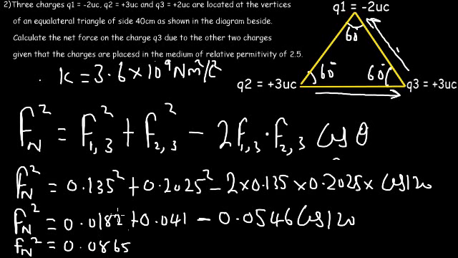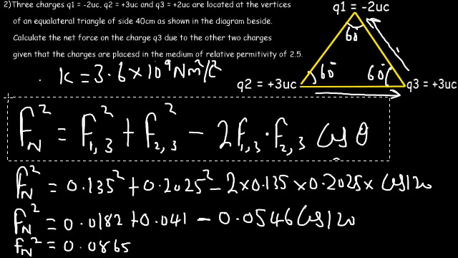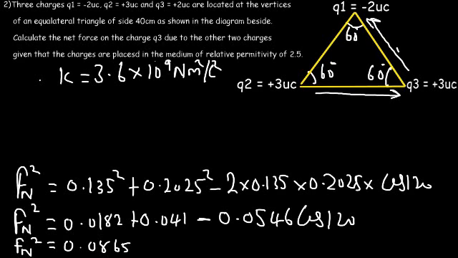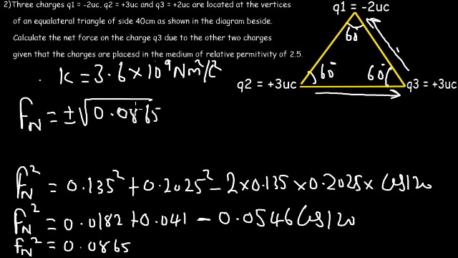Then what we're going to do next is just take the square root of both sides in order to have our final answer. And boom, we have f sub n to be equal to plus or minus the square root of 0.0865. And if I take the square root of that, then I will get the net force to be 0.2941 meter. And this is the final answer to this problem as well.